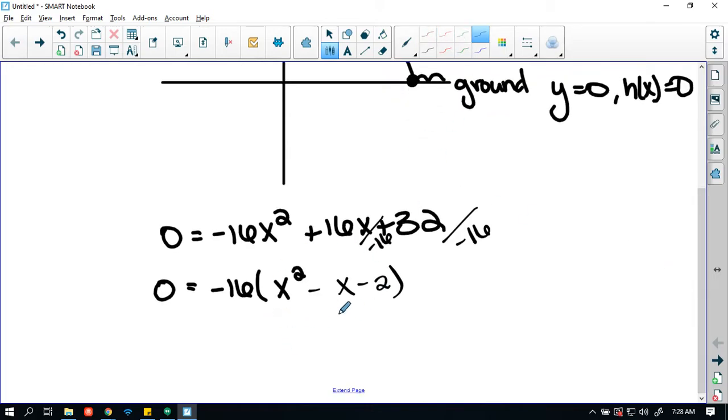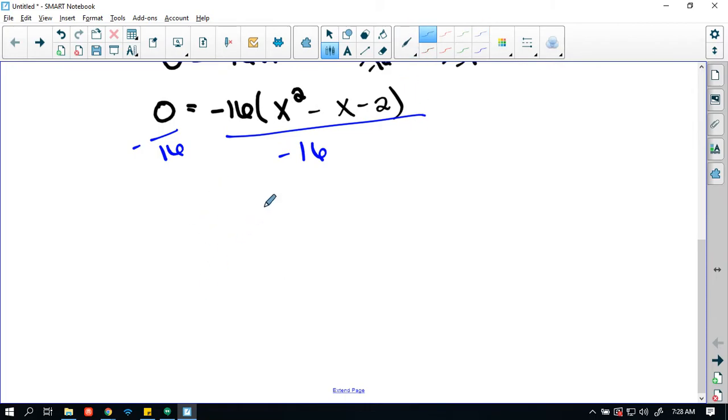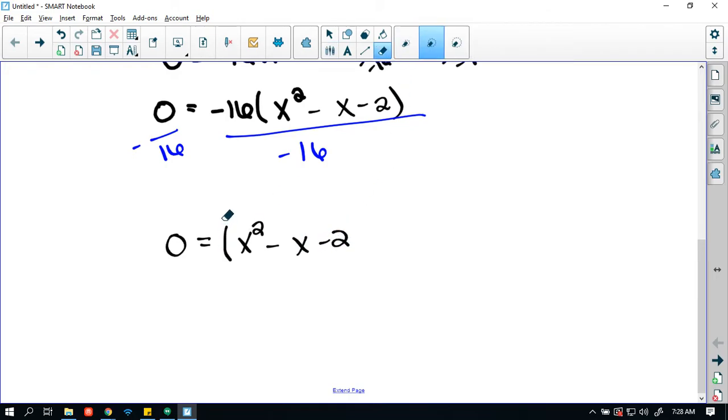Next, I'm going to try just to get the polynomial by itself. It's kind of like that idea where you want to get x as alone as possible. So I'm going to divide by negative 16. 0 divided by anything is going to be 0. So I'm going to say 0 equals x squared minus x minus 2. I don't know why I put the parentheses here. We really don't need it anymore. Okay, so now I'm going to factor this.